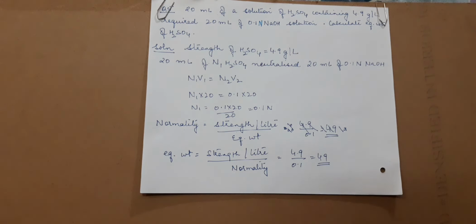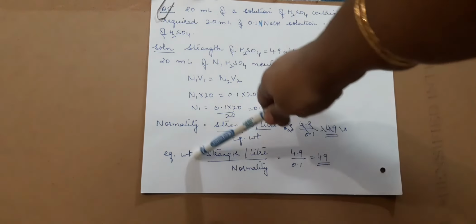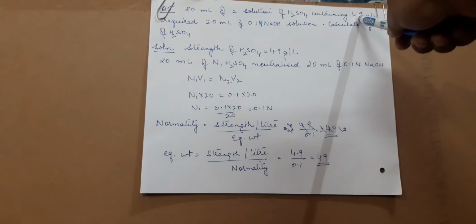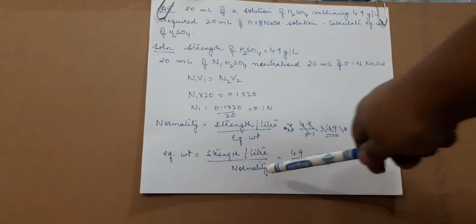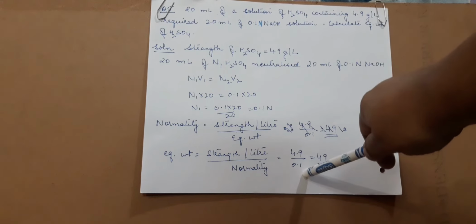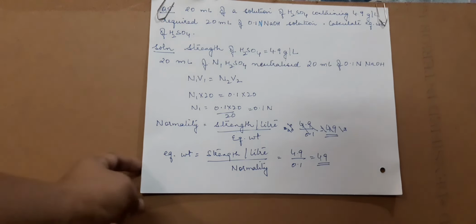So what would be the normality? Normality is strength per liter by equivalent weight, right? So the equivalent weight would be strength per liter divided by normality. What is the strength per liter taken? We have 4.9 grams per liter. And what is the normality that we calculated just now? That is 0.1. So 4.9 by 0.1 is equal to 49. So the equivalent weight of sulfuric acid is 49. Are you clear with these different types of questions?